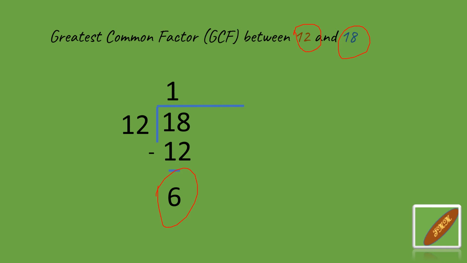6 is my remainder, and now I'm going to use this 6 to divide 12. When I get a remainder, I use that remainder to divide the previous number, as long as I'm getting a remainder. So let's divide 12 by 6. 6 goes 2 times in 12, I get 12 underneath, and I don't have any remainder.